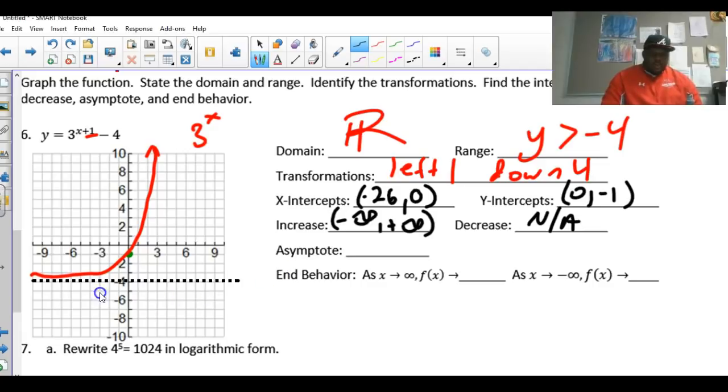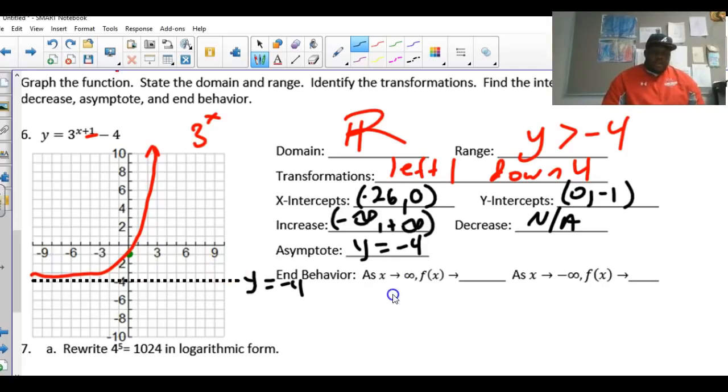The asymptote, remember this is the asymptote. Now look at the values, 1, 2, 3, 4, y is -4. We went down 4. Anytime you go up or down, it's y. Anytime you go left or right, it's x.